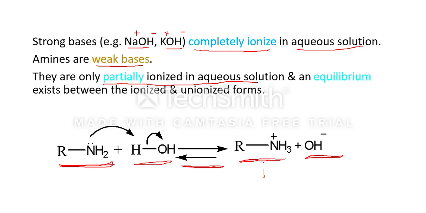This is ionized, this is ionized, this one is unionized. These are in equilibrium. That's why amines are weak bases. Is everyone clear about what is meant by strong bases and weak bases? Weak bases are partially ionized, strong bases are completely ionized in aqueous solution.